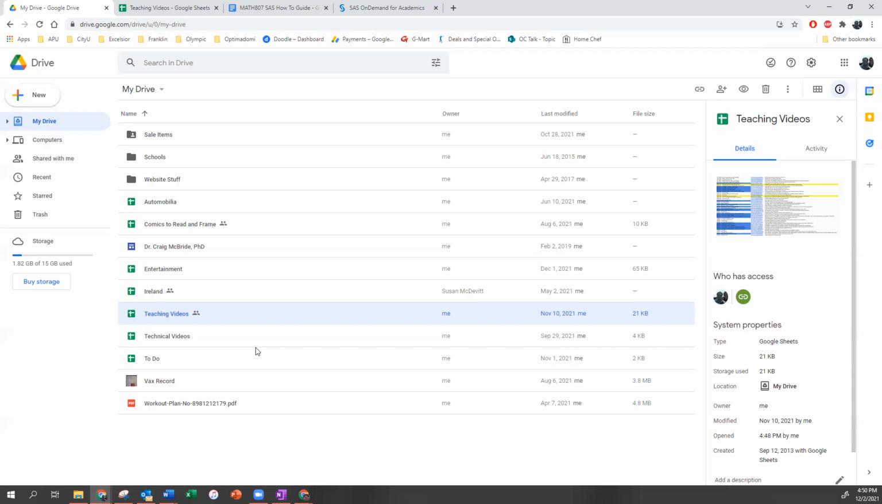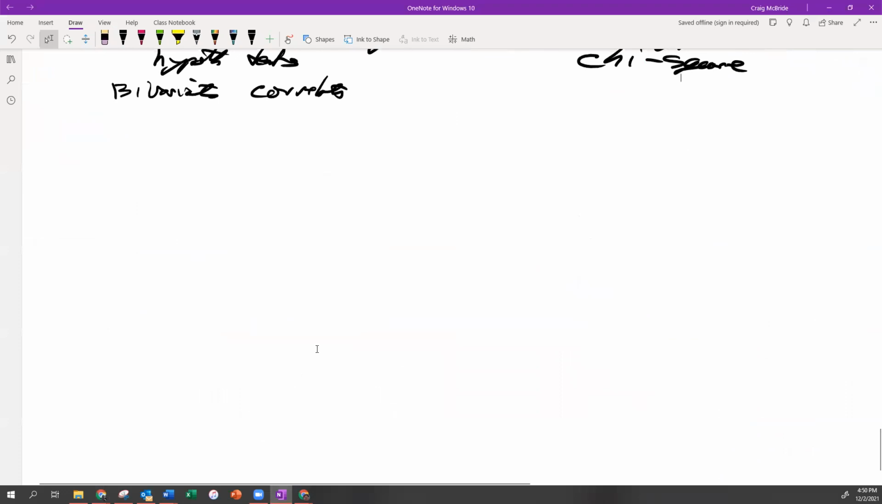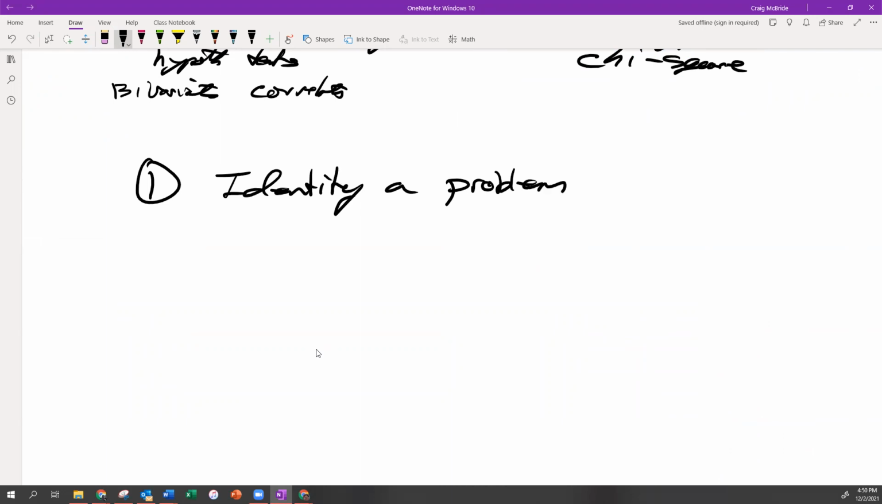But really, when you're talking about your dissertation, this is how you should be thinking about your dissertation. Number one, you need to identify a problem that needs to be solved.